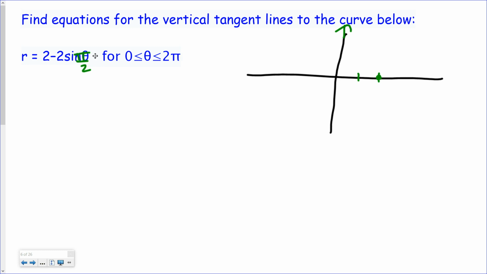If I look in the pi over 2 direction, this will be 2 minus 2 times 1, which would be 0. Okay? If I look out in the pi direction, this will be 2 minus 2 times 0, which will be 2. If I look in the 3 pi over 2 direction, this will be 2 minus 2 times negative 1, which will be 4. You guys see that? So 1, 2, 3, 4. And hopefully you can graph fairly quickly because on the test you don't want to spend all your time trying to graph. Okay, so let me draw this.